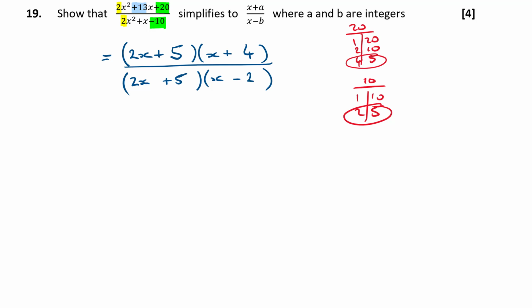Okay, and now you can see that we can cancel those first two brackets away from each other. They're going to cancel each other out, top and bottom. So it's just going to leave me with the x plus 4 on the top and the x minus 2 on the bottom. So we've simplified it to x plus 4 over x minus 2, where 4 and minus 2 are both integers. Yes, they are. So that's good, isn't it? We've done it. That was quite easy for our last question.